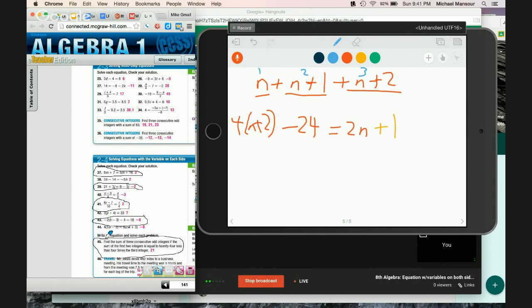So n plus n is 2n plus 1. So I got here and here equal this plus the 1. That's the sum of the first two integers. First two integers right there. Okay, it's getting a little messy here.